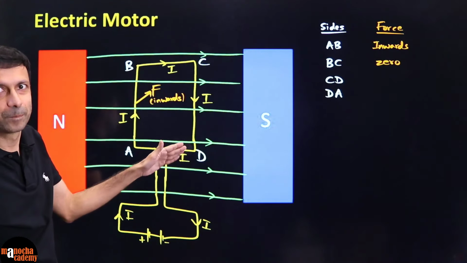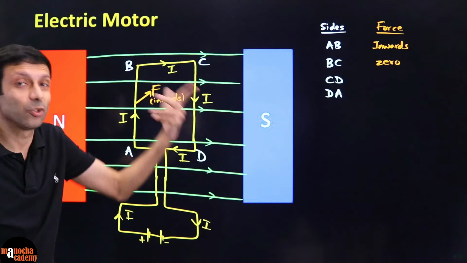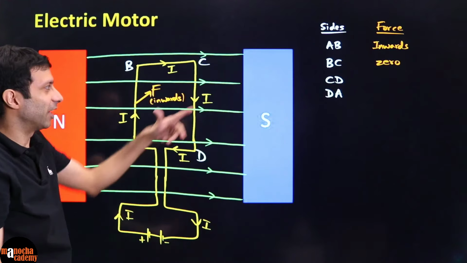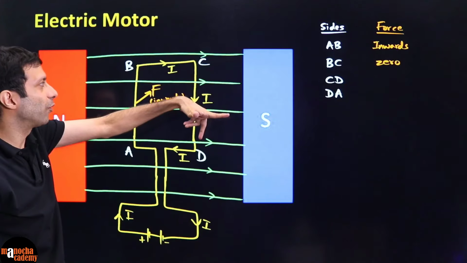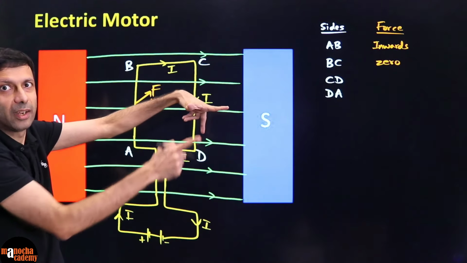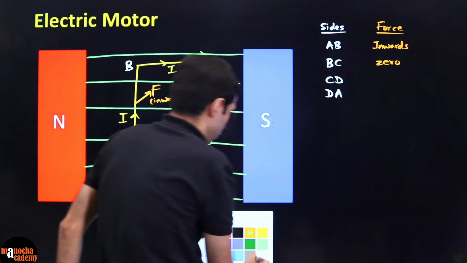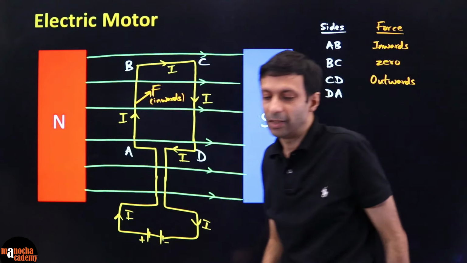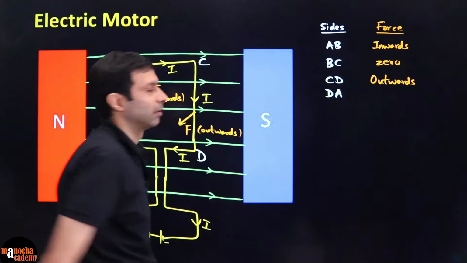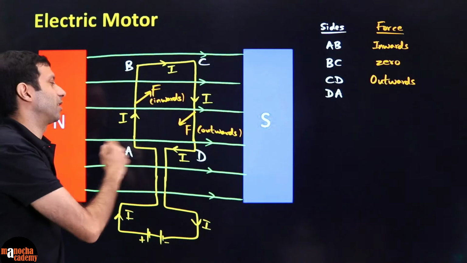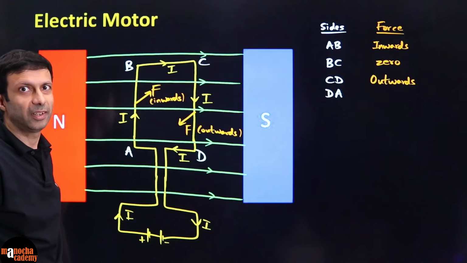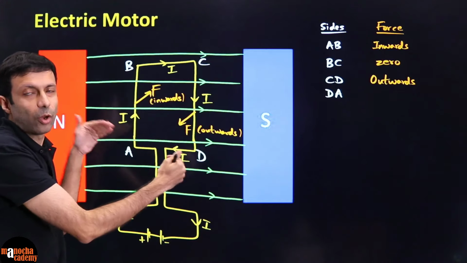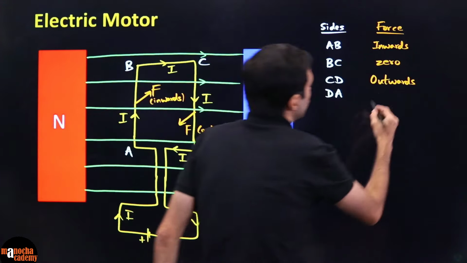What about the force on CD? You could do Fleming's left hand rule, but here you could be smart. AB is inwards, so CD should be outwards, the opposite. And you can apply Fleming's left hand rule: north south, four fingers, current downwards. You can see your thumb is pointing outwards. There you go. And what about DA? Current is flowing from D to A, and the magnetic field is again parallel, even though they are in opposite directions. So the force on DA is going to be zero.